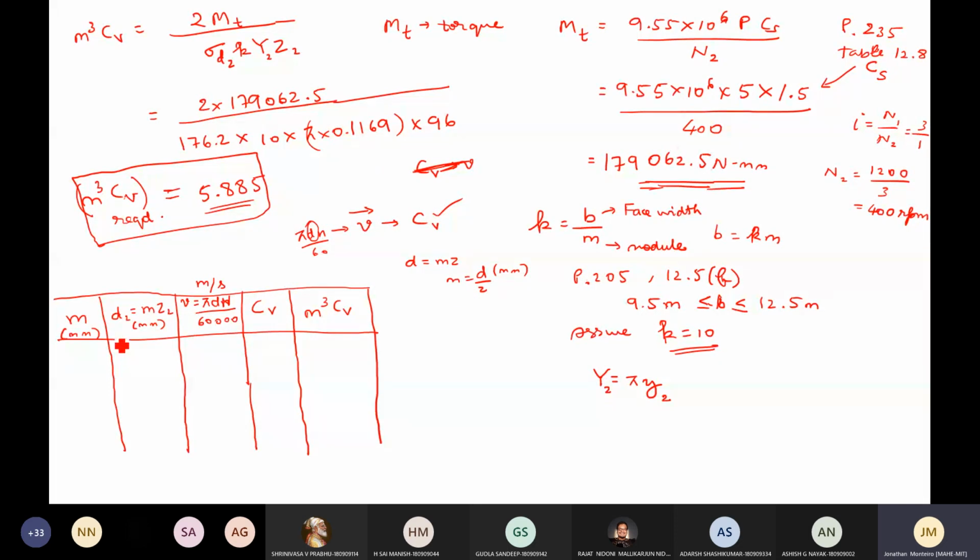So which one to take? When you do the problem the first time, you can take any value, but as you go on solving different problems, the moment you see this value m cube cv, you will understand which value to start with. It is a trial equation, that is, trial and error. You will use different values of module in order to satisfy this m cube cv value. So let us start with something.